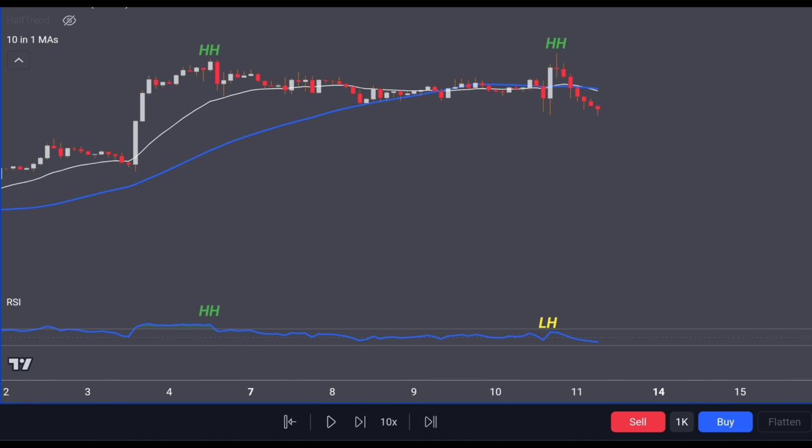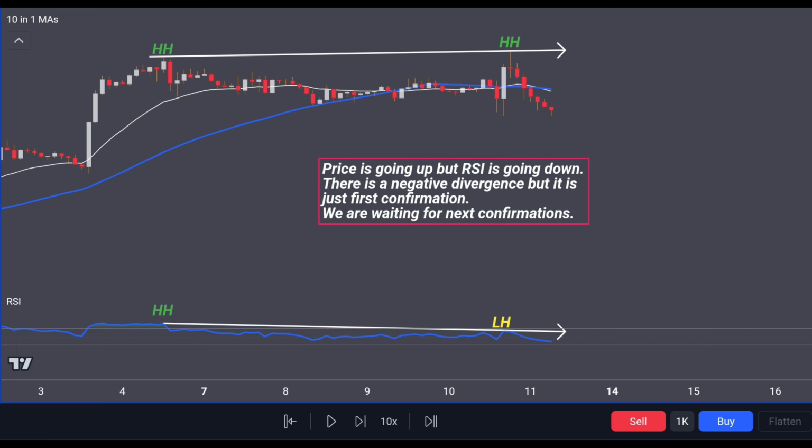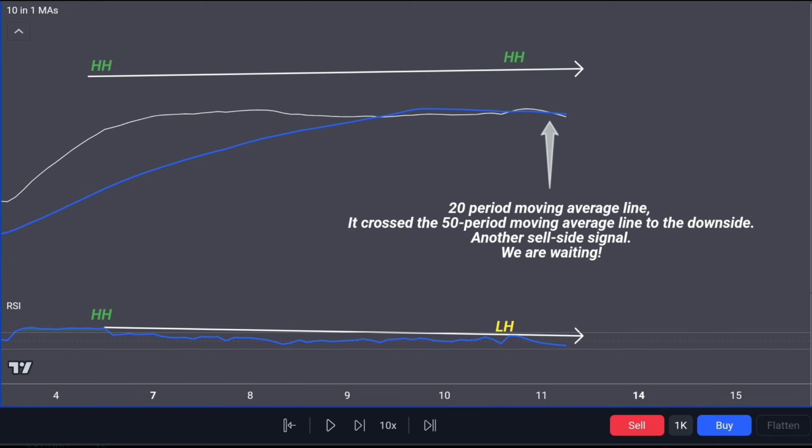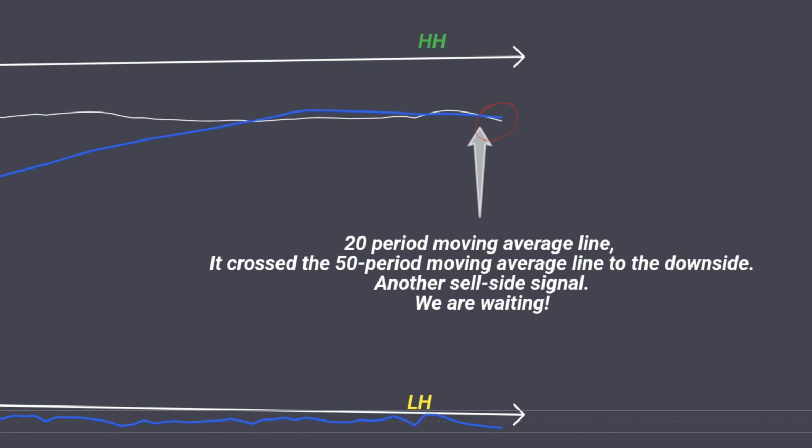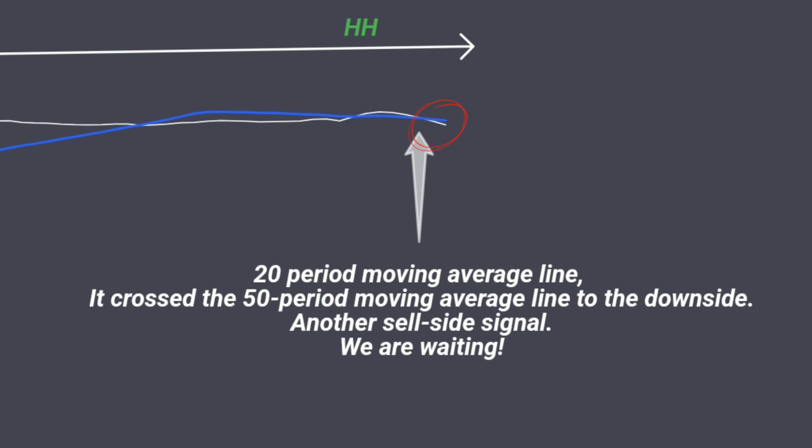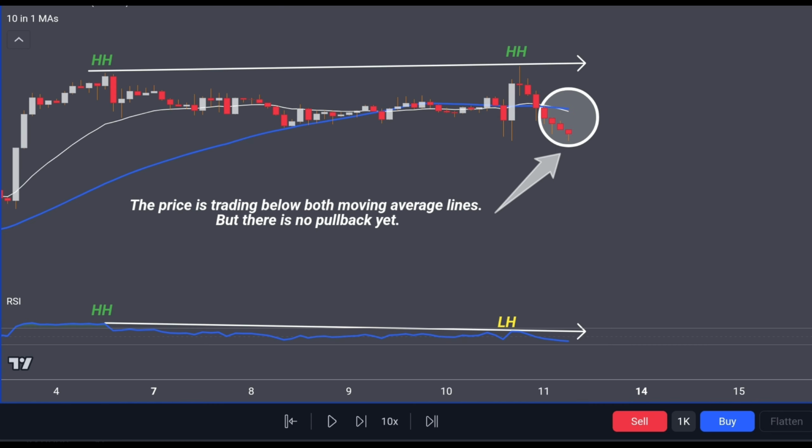Let's get started. Price is going up but RSI is going down. There is a negative divergence, but it is just first confirmation. We are waiting for next confirmations. The 20-period moving average line crossed the 50-period moving average line to the downside, another sell-side signal. We are waiting. The price is trading below both moving average lines, but no valid pullback has yet occurred.